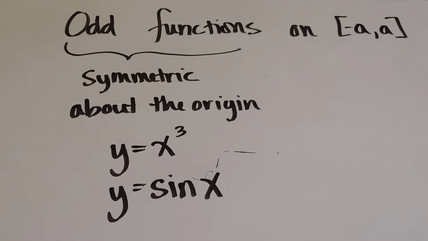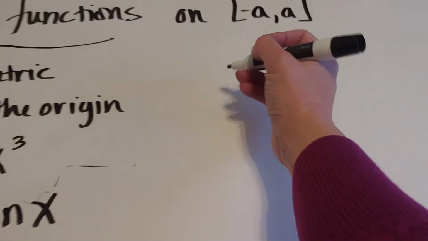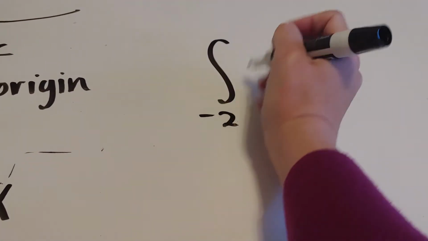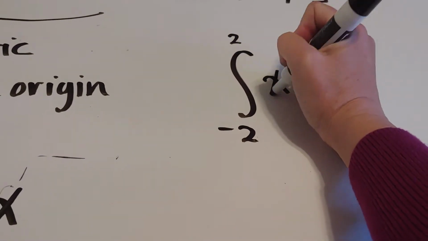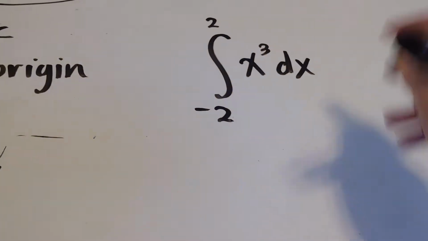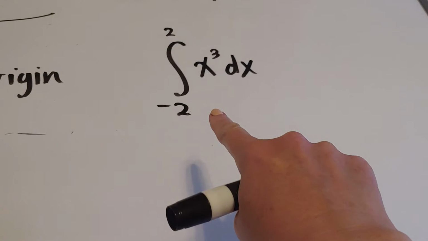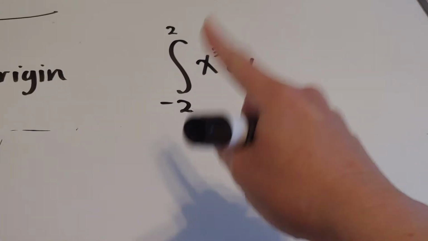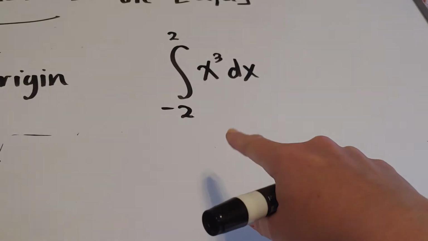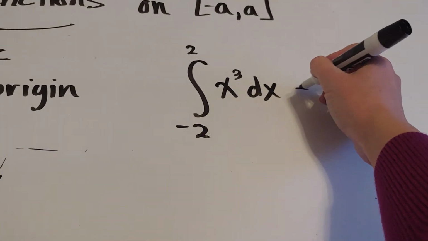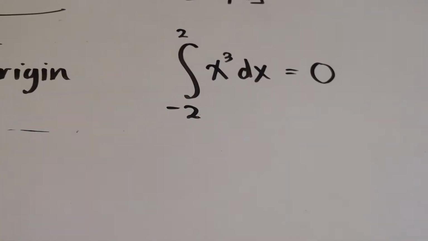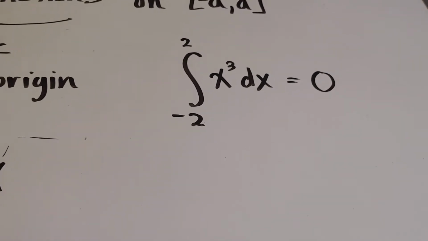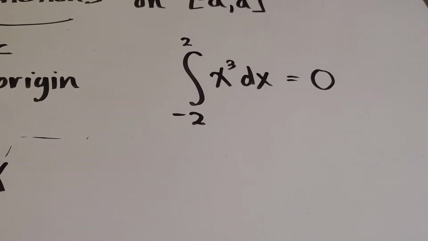Okay, so what we're interested in doing is what happens if I want to find the integral from, let's say, negative 2 to 2 of x cubed. We can just use the fundamental theorem of calculus part to integrate this, plug in negative 2, but I'm going to go ahead and let you in on a secret. It's going to equal 0.